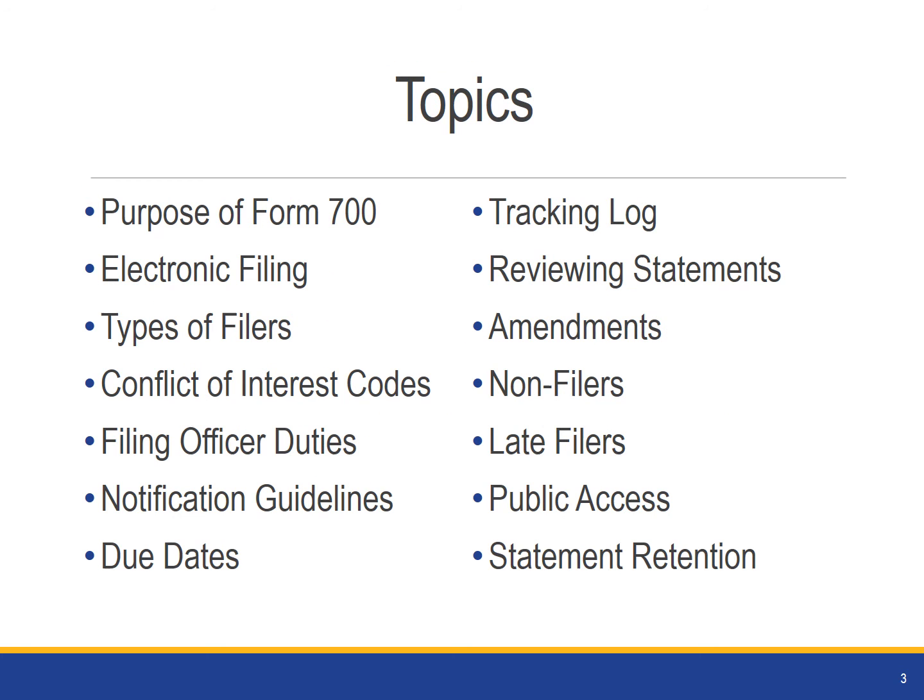This is an overview of the material that we will be covering today. We describe the purpose of the Form 700, briefly touch on the FPPC's new electronic filing system, discuss the different types of filers, talk about how your agency's conflict of interest code relates to the Form 700, go over your duties as a filing officer, the notification guidelines, and due dates.